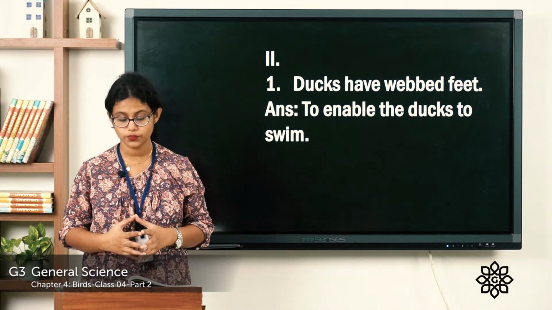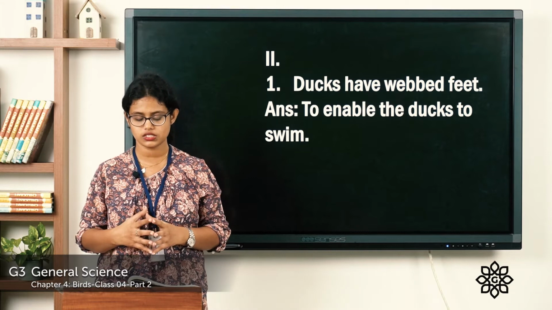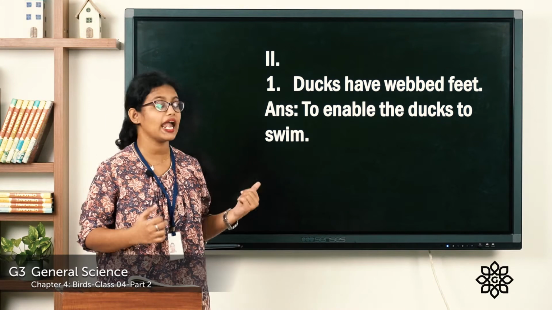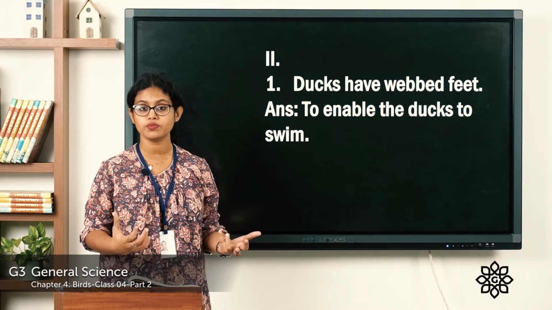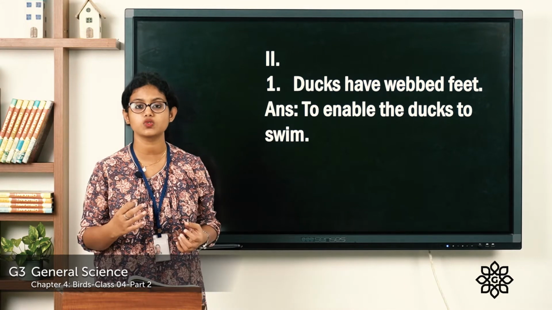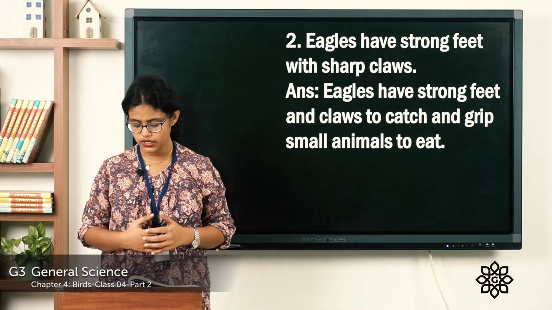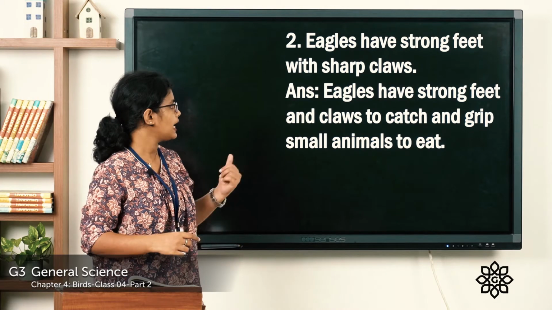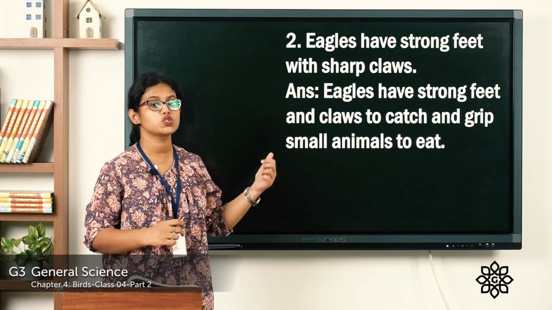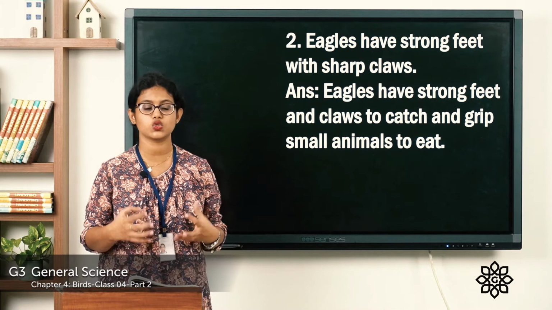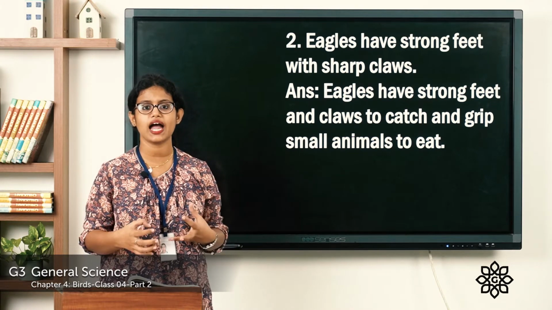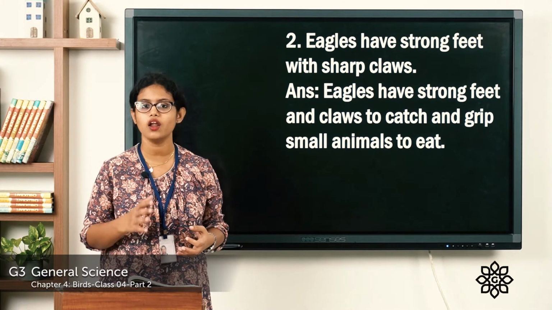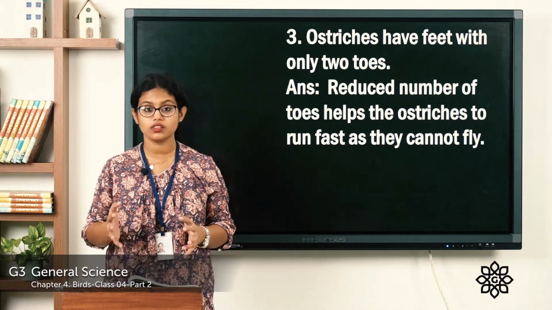Coming to the second one, you have to give reasons for these questions. Ducks have webbed feet. So, ducks have webbed feet that enables them to swim. The webbed feet of the ducks or swans helps them to swim. The second one, eagles have strong feet with sharp claws. So, what is the answer? Eagles have strong feet and claws to catch and grip small animals. So these are flesh-eating animals and they have strong and sharp feet in order to catch their prey and hold them while flying.